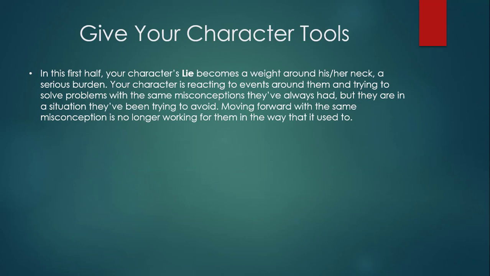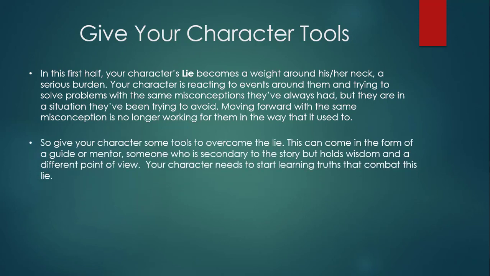So the first beat that you want to include in this, and these do not have to go in order. This needs to happen before the midpoint, okay? Your character's lie becomes a weight around his or her neck. So you need to give them tools. You need to give them help. Your character is reacting to events around them and trying to solve problems with the same misconceptions they've always had, but they're in a situation that they've been trying to avoid. So moving forward with the same misconception is not working for them in the way that it used to.